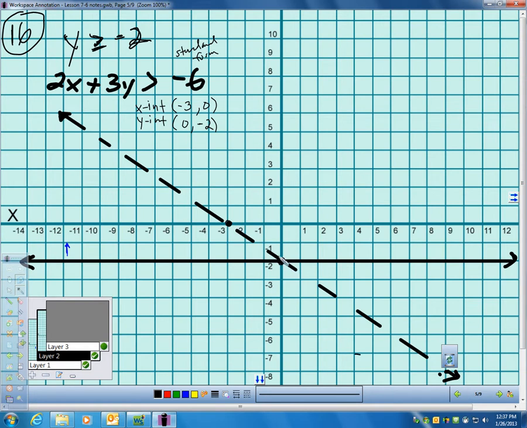I got my ruler out. I needed a dotted line because there's no equal here. And let's figure where I shade here. If I plug in (0, 0), 0 plus 0 is 0. Is 0 bigger than negative 6? Yes, it is. That's true. 0 is greater than negative 6 on a number line. So I should be shading above the dotted line also. So I'm shading above the bold line and above the dotted line, and that would be in common.